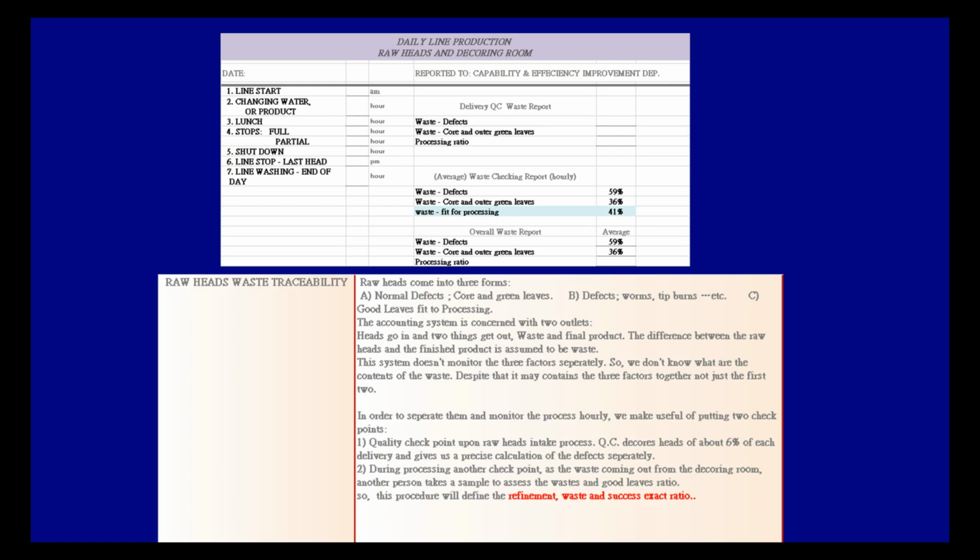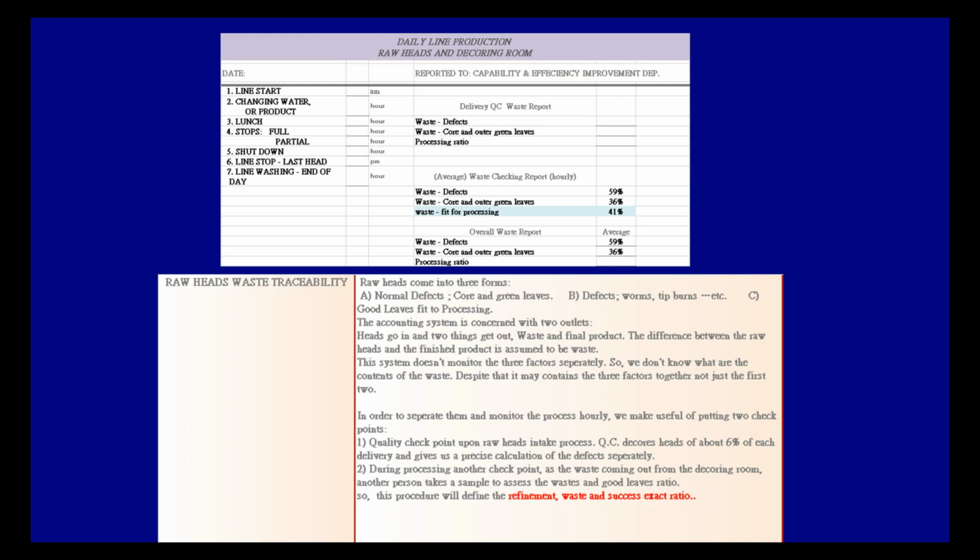Delivery QC waste report: waste, defects; waste, core and outer green leaves; processing ratio. Average waste checking report, hourly. Waste, defects 59%; waste, core and outer green leaves 36%; fit for processing 41%. Overall waste report: average waste, defects 59%; waste, core and outer green leaves 36%; processing ratio.